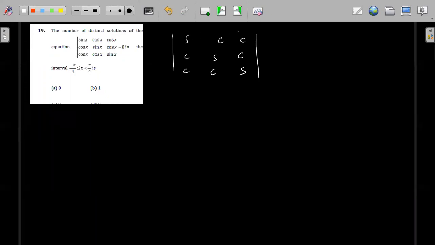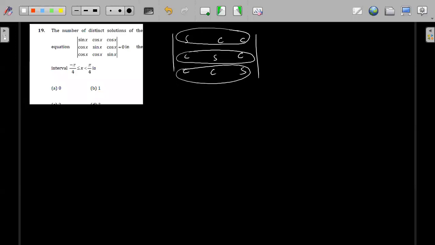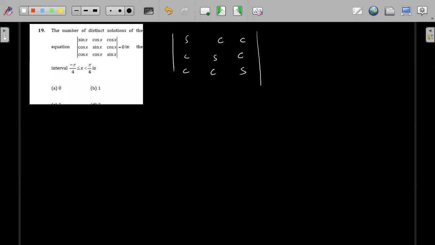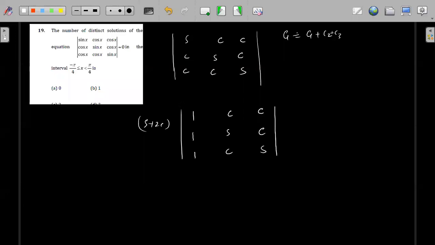But because we know that if I sum all the elements of the columns, then we will get S plus 2C in all. So what I will do, I will do one column operation, that C1 equals C1 plus C2 plus C3. So I will get S plus 2C, S plus 2C, and S plus 2C. So S plus 2C I will take common. Then you will have 1 C and C. You have 1 SC, and here you have 1 CS. I hope this one is okay.